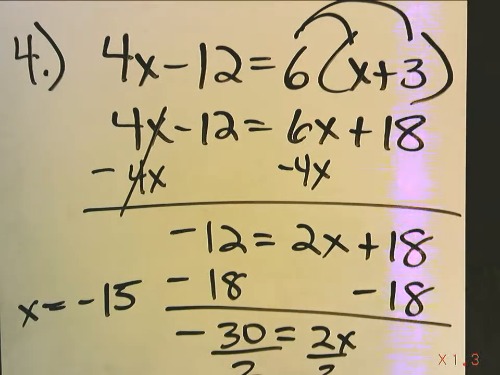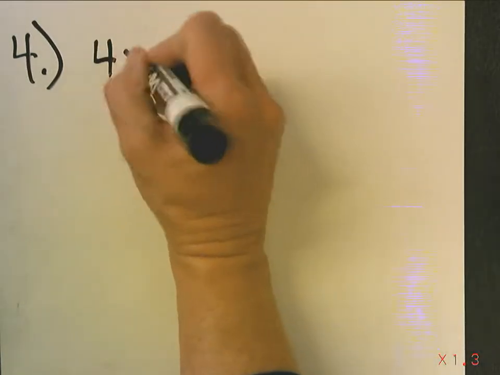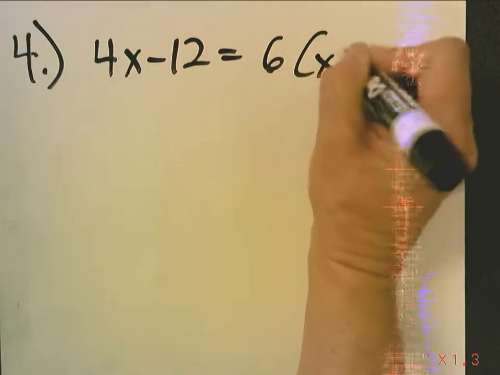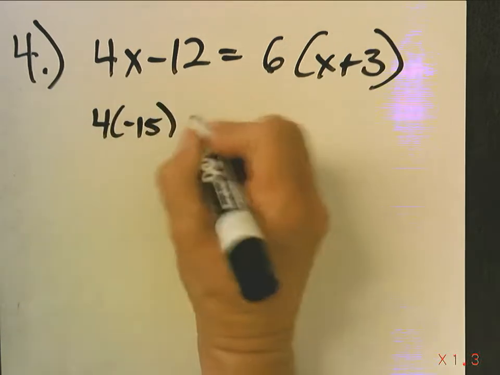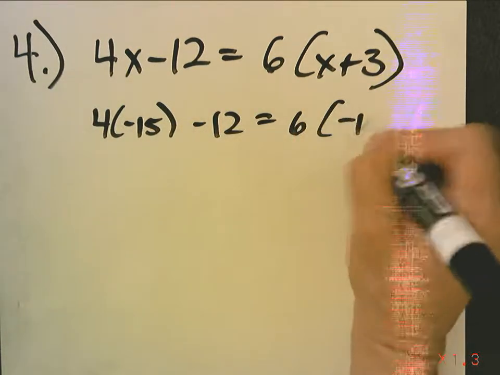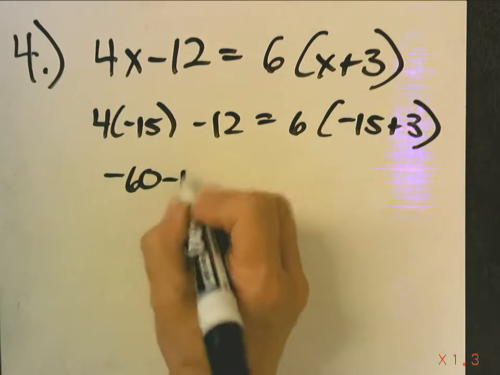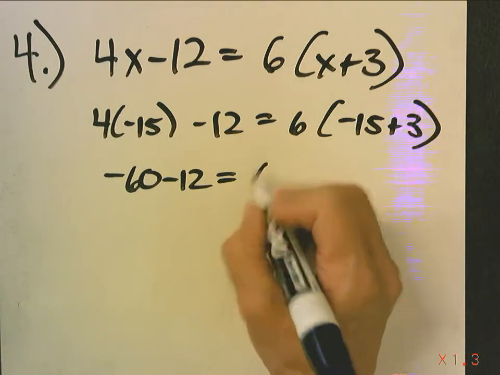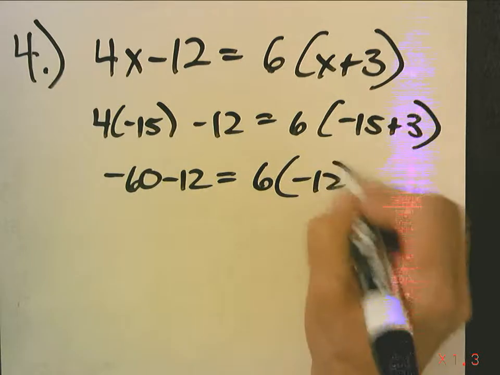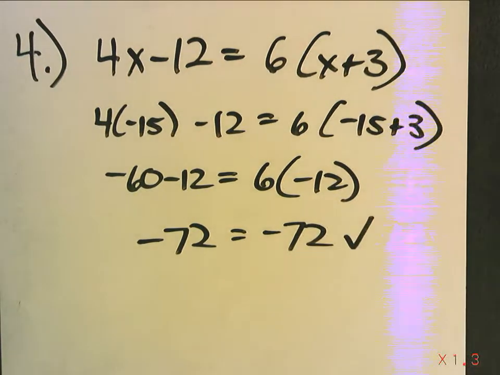Stop the video, do the check, and when you turn the video back on, I will do the check for you. So, the check, I rewrite my original equation. Wherever I see an x, I'm going to put a negative 15. Now 4 times negative 15 is negative 60, minus 12. Negative 15 plus 3 is negative 12, times 6. This becomes negative 72. This becomes negative 72, and it works.